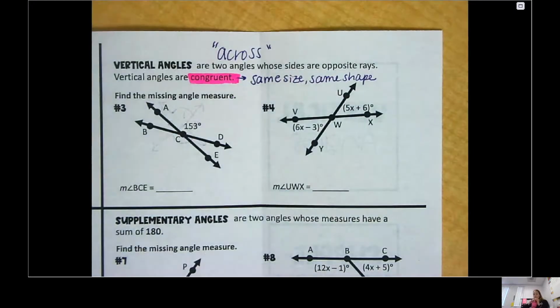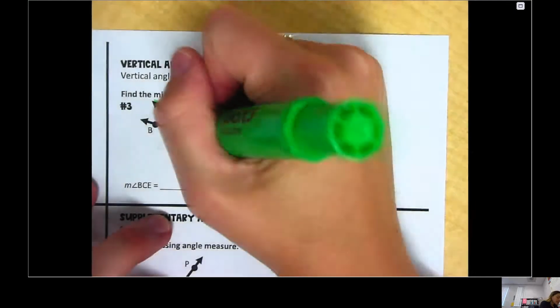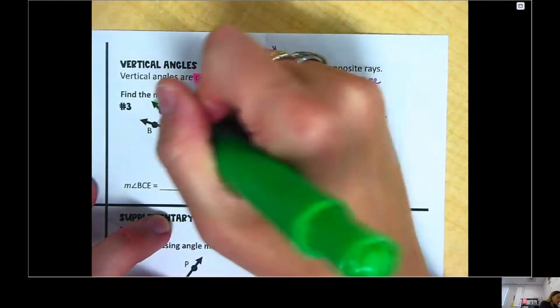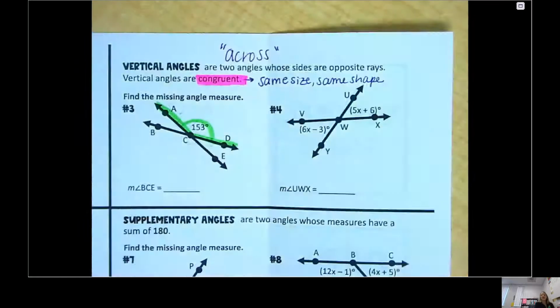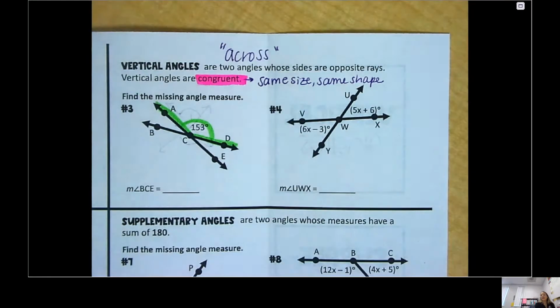Okay, so in this first one here, I tell you that this angle over here, ACD, this whole really big thing is 153 degrees. Now, which one is directly opposite of it? Which one's the vertical angle? The opposite side, right over here.